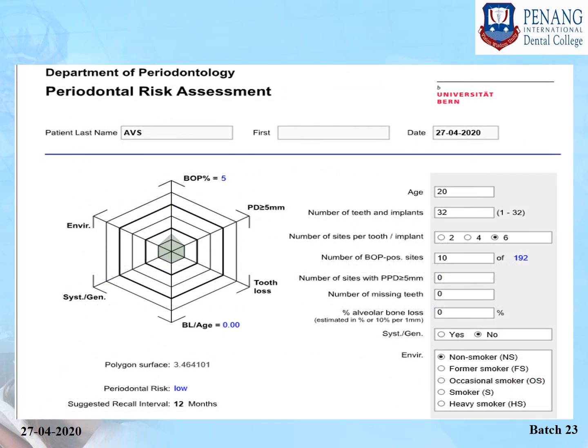So for example, if in this patient only 10 bleeding on probing sites are present, it will start with an increase in the area. You can see here other vectors are not covered, only the vector which is showing bleeding on probing will be increasing. So there will be an increase in polygon surface. Still the patient will be in the low risk category because only one vector is there, and this vector is also inside the low risk category, and it will suggest a recall interval also.